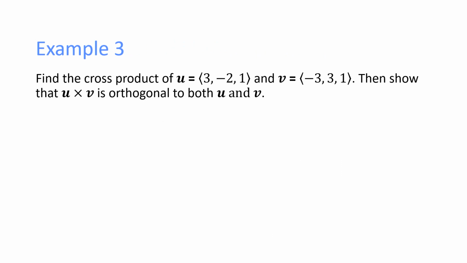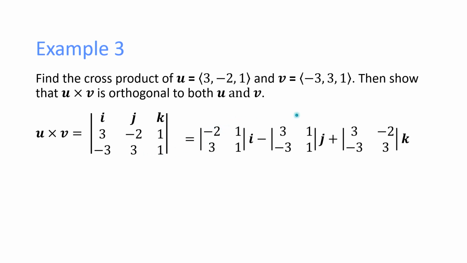Example 3. You have to find the cross product of u, which equals 3, -2, 1, and v equals -3, 3, 1. Then show that u cross v is orthogonal to both u and v. Firstly, u cross v would equal, this diagram as you've seen previously, i, j, k. Then you would have your components of u, which are 3, negative 2, 1, and components of v, which are negative 3, positive 3, 1.